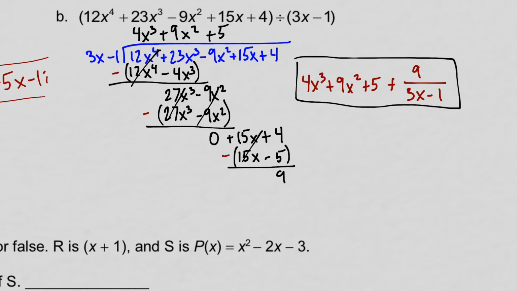So my solution is 4x cubed plus 9x squared plus 5 plus my remainder 9 over the divisor here, which is 3x minus 1, right? The remainder over divisor like that. And it's being added to the quotient that we got.